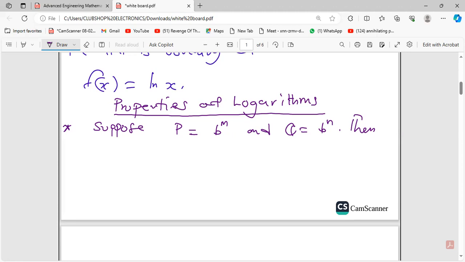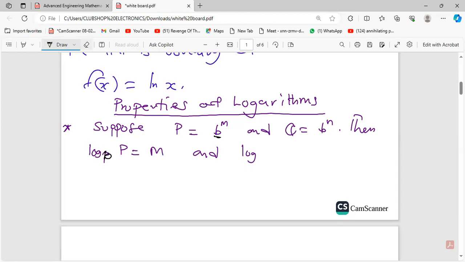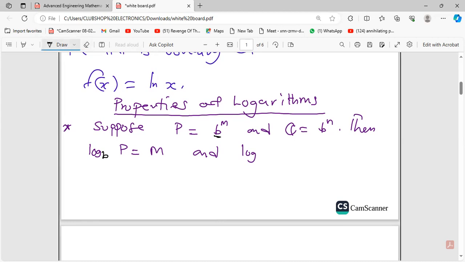We are going to have log, because our base is B, so log B of P is equal to M. And also, log with base B of Q is equal to N. Okay? So that is what we have.